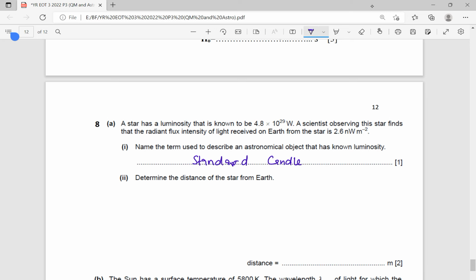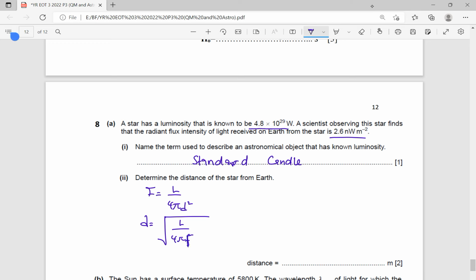Standard candle. Then next, determine the distance of the star from the Earth. So they gave us its luminosity. They've given us the radiant flux intensity. We know that the radiant flux intensity F is equal to the luminosity divided by 4 pi d squared. So this means that the distance we want, d, is going to be equal to the square root of the luminosity divided by 4 pi F.